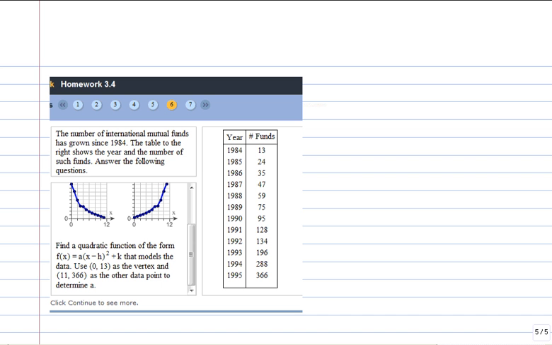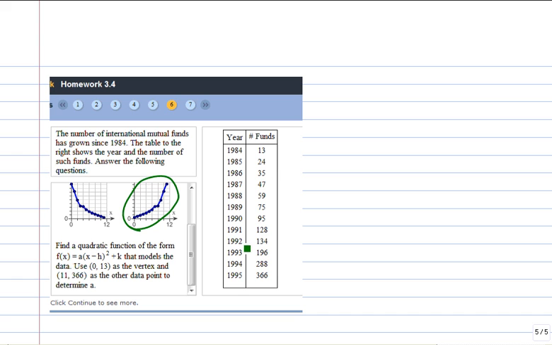Now, one last problem is the number of international mutual funds has grown since 1984. The table to the right shows the year and the number of such funds. Answer the following questions. The first part I did not put in here, but it was just to choose which graph represents the data. And you might can tell this, right? As you increase in the years, you're increasing in Y. So this graph should be increasing or rising from left to right, which would be this one.